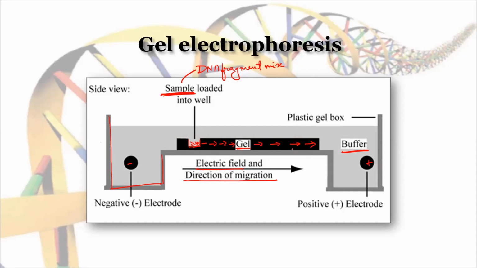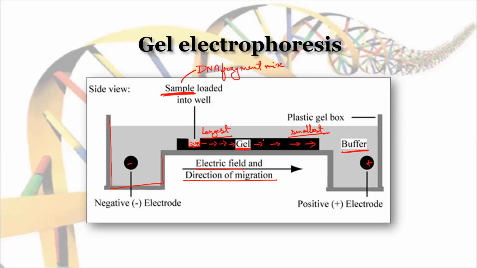Now the point is, how does it help? Because this gel slab has very minute pores in it, and the DNA molecule is passing through these pores. So based upon the size of the DNA or the molecular weight of DNA, what will happen is the smallest fragments will move the largest distance, and the largest fragment will move the least distance.